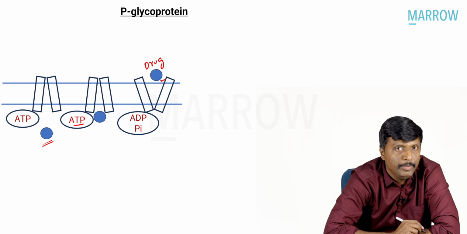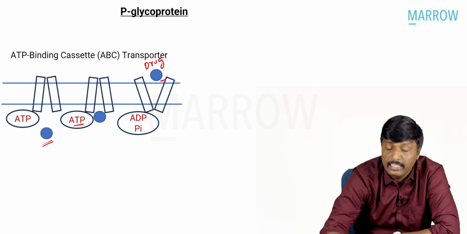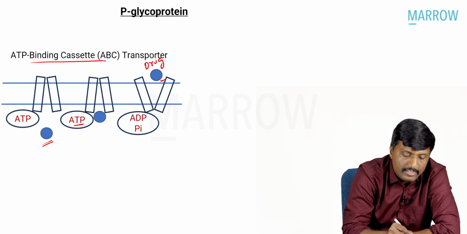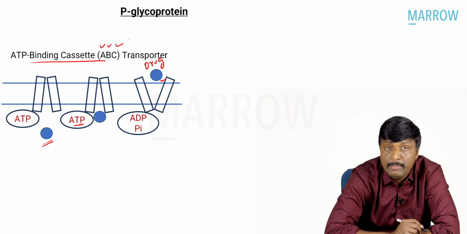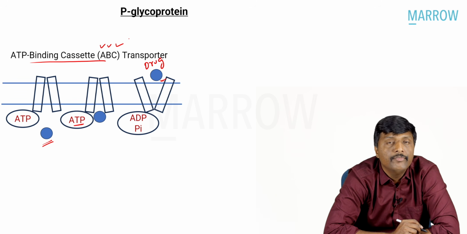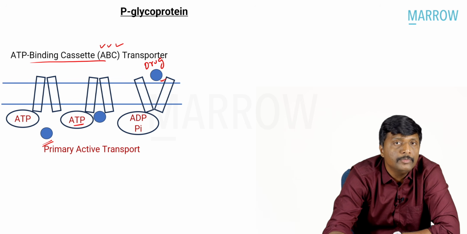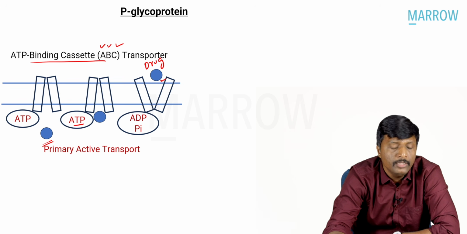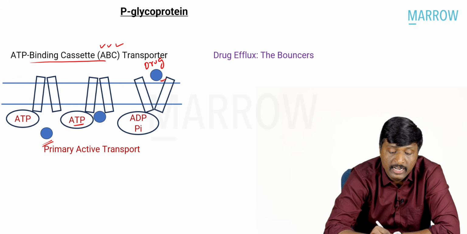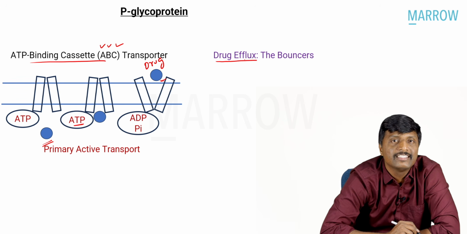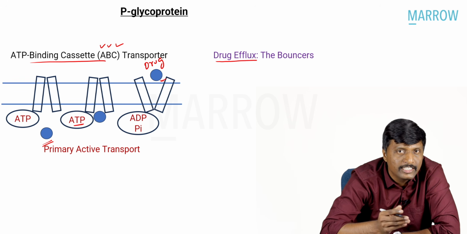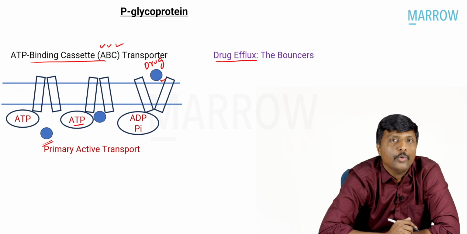It needs ATP. What is this called, sir? ATP binding cassette transporter, ABC, ATP binding cassette transporter. When there is ATP hydrolysis, we obviously call this primary active transport. Primary active transport. I already told you it is about drug efflux, like bouncers standing in a club. This P-glycoprotein is like a bouncer. So, any drug or anything that is coming inside is quickly thrown out.